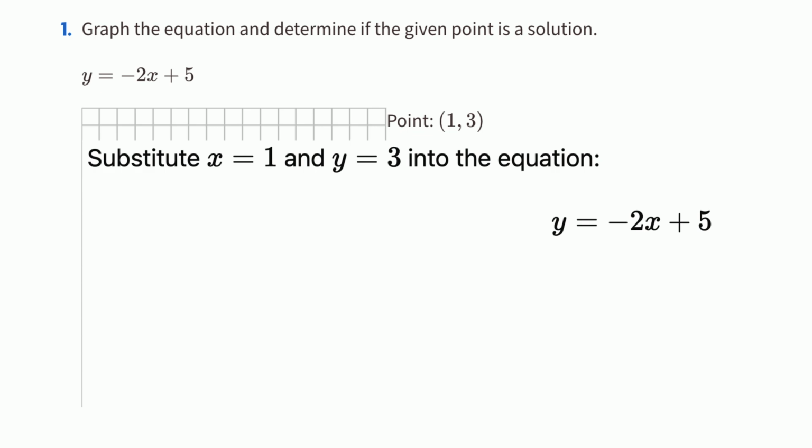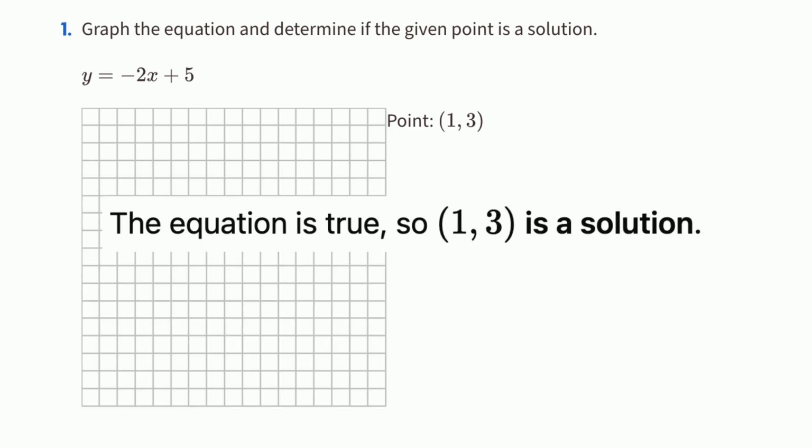The value for y is 3 and the value for x is 1. So the equation becomes 3 = -2 times 1 + 5. The equation becomes 3 = -2 + 5, since -2 times 1 is -2 and -2 + 5 is 3. The equation now reads 3 = 3, which is true, so the point (1, 3) is a solution.